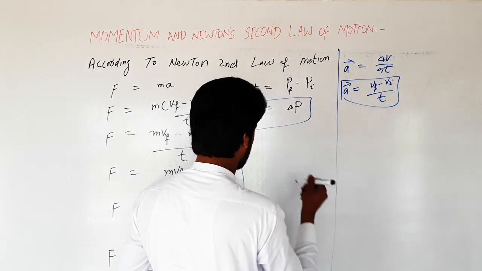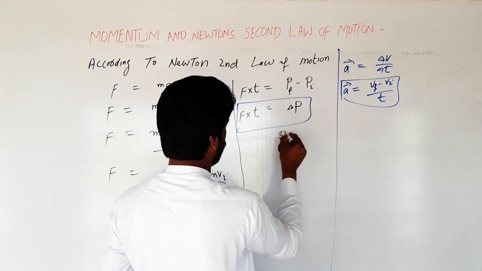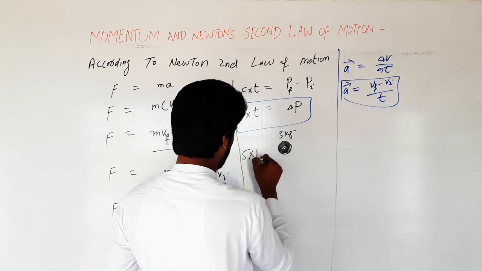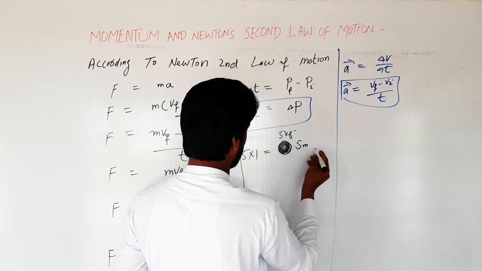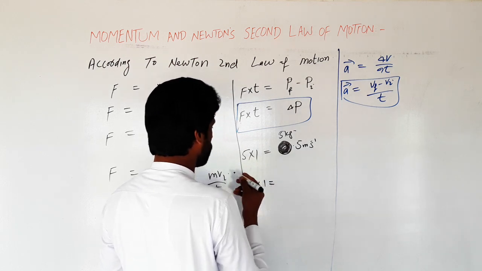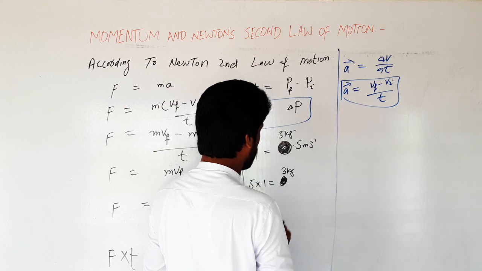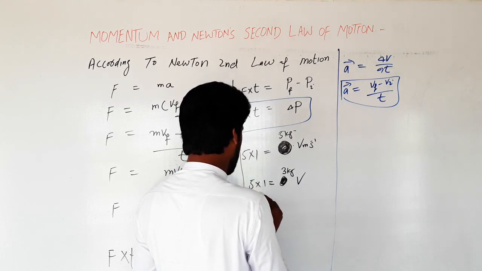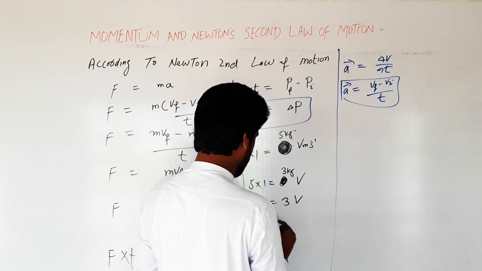For example, this is an object of 5 kg and a force of 5 Newton applied for 1 second. It moves with velocity 5 meter per second, and when 5 multiplied by 1, same force, same interval of time, the mass of the object is 3 kg and velocity unknown, we write it as v. 5 is equal to 3v, 5 by 3 is equal to v.